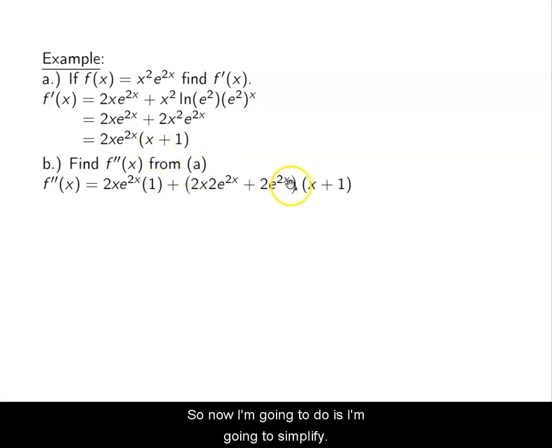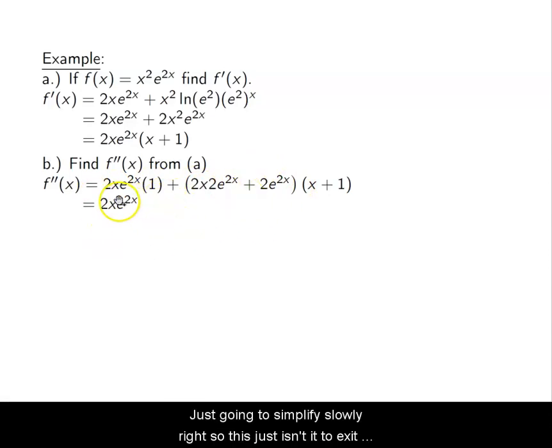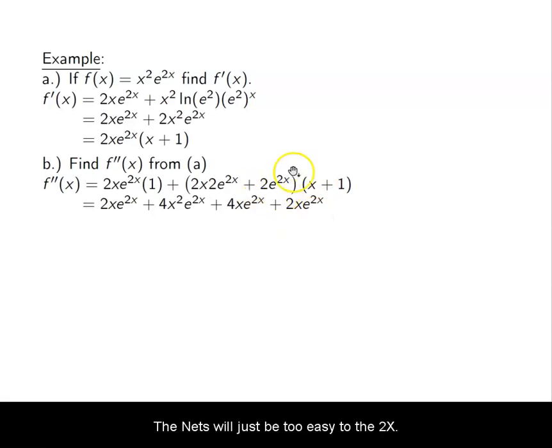So now what I'm going to do is I'm going to simplify. This will be a 4x. This is a 2e to the 2x. If I want, I can pull out this common e to the 2x, which is actually common everywhere. So I'm just going to simplify slowly, right? So this just turns into 2x e to the 2x. Here I'm going to distribute this and multiply it out, right? So I get my 4x e to the 2x times x, which is 4x squared e to the 2x. Then I'll take this first term times 1, so that's just 4x e to the 2x. And then do the same thing here, so I'm going to get 2x e to the 2x. And then this will just be 2e to the 2x.